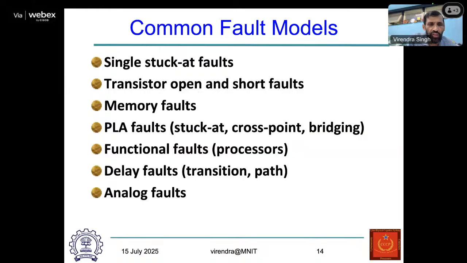Then these are the logical defects or logical faults. So that means here, no matter how long I keep the input, if a net in the circuit is stuck at 0, it will continue to stay at logical 0.